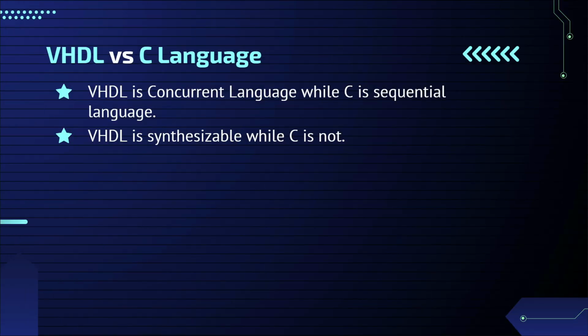Now let's see the difference between VHDL and C language. VHDL is different from programming languages like C. In C, instructions are executed one by one, which is called sequential execution. But in VHDL, all instructions can run at the same time, which is called concurrent execution. Also, VHDL can be turned into real hardware, while C is only for software.